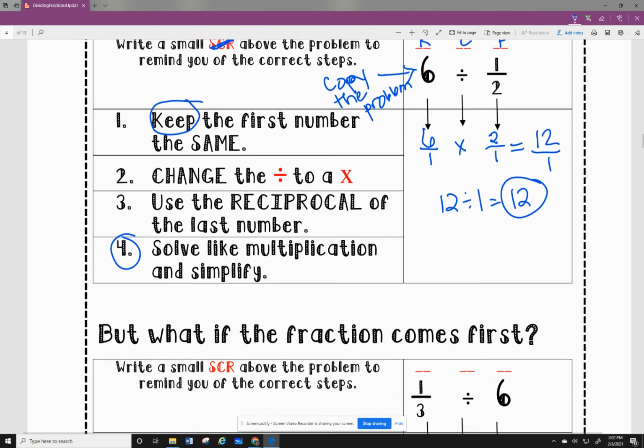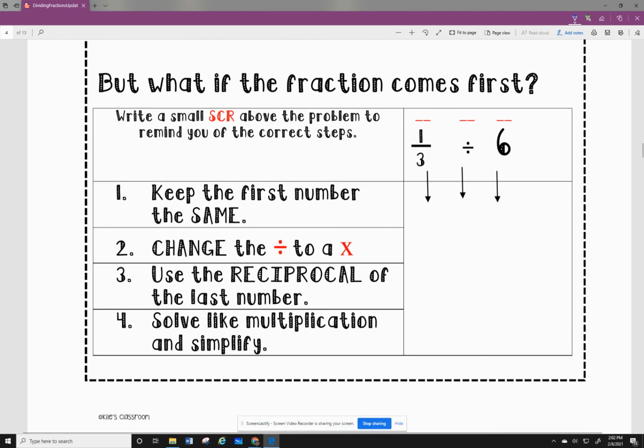All right, we're going to do that again. But this time, the whole number comes second in the problem. So we still are going to follow the same thing. We're still going to use the keep, change, flip that we've been practicing. So the first fraction we're going to keep, we're going to change the symbol to multiplication, and then we're going to flip the last one. So in this case, I'm keeping the 1/3, change, divide to multiply, and then I have to flip this number.